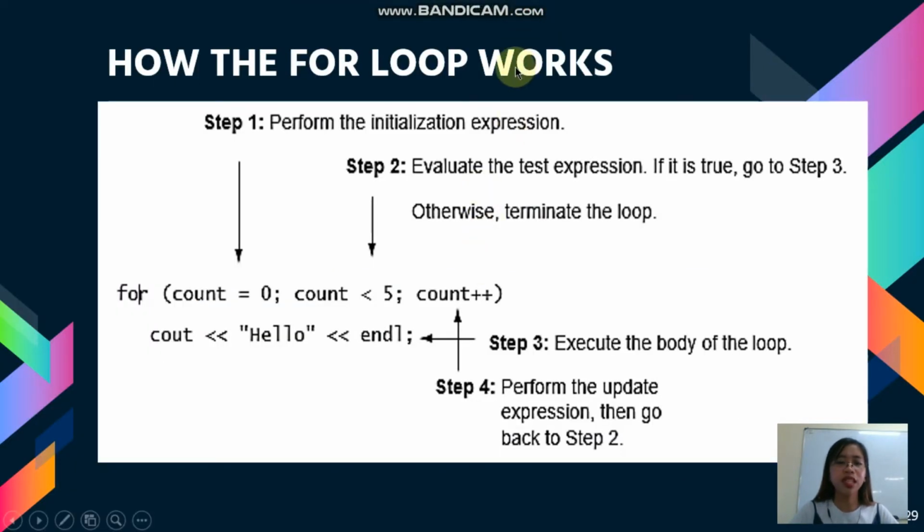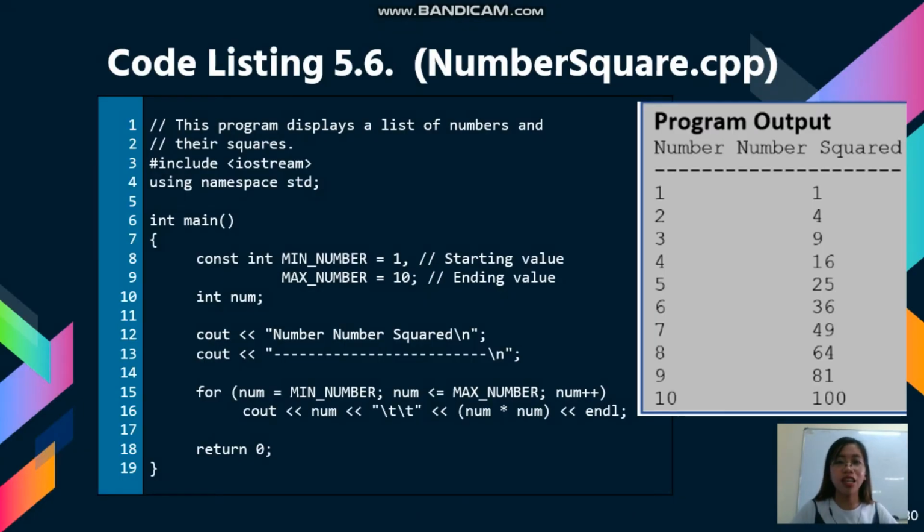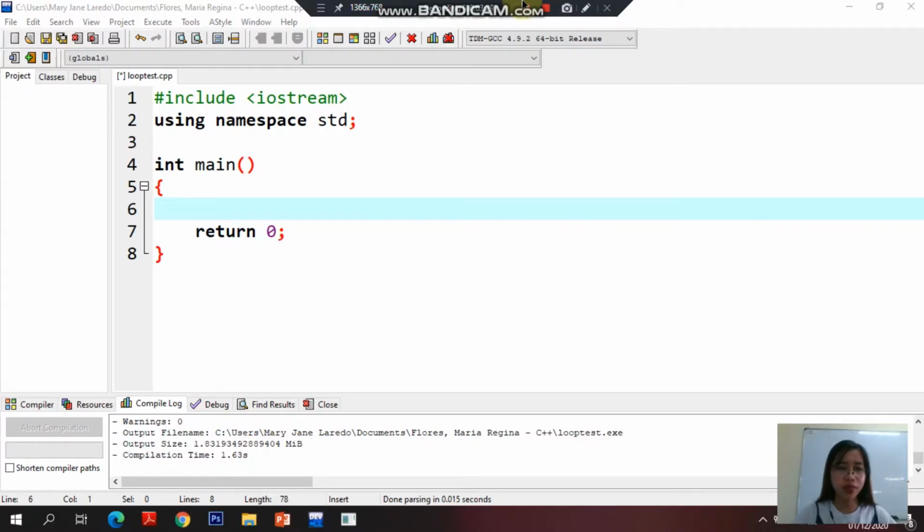And so, para mas madali nyo matandaan yung for loop, just follow these steps. Step 1, Step 2, Step 3, and Step 4. So, let's try another example. Katulad na yung example natin sa while. The number square. But this time, we will be using for loop. So, let us try the same example we had with while loop.